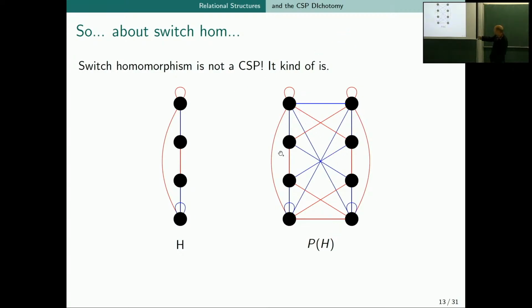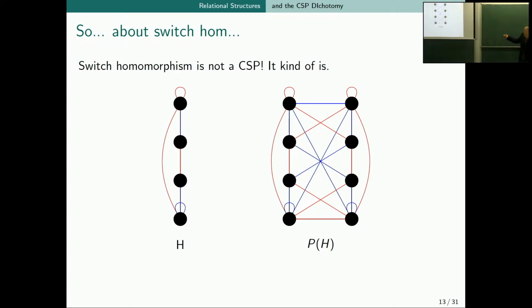Here's a copy of that graph there. And so we can think of mapping to this. If I want to switch before I map to this vertex, then I'm just going to map to this vertex instead. So that's essentially doing the switch before I map there. With this reduction they showed that switch homomorphism actually is a CSP. So we have a dichotomy, because we have the dichotomy for CSP.